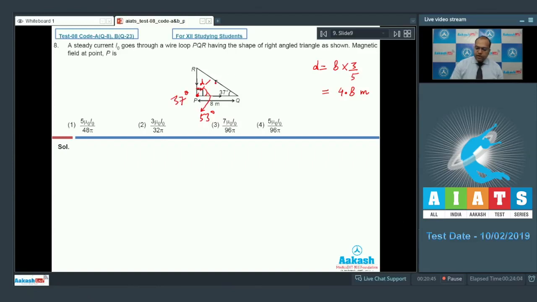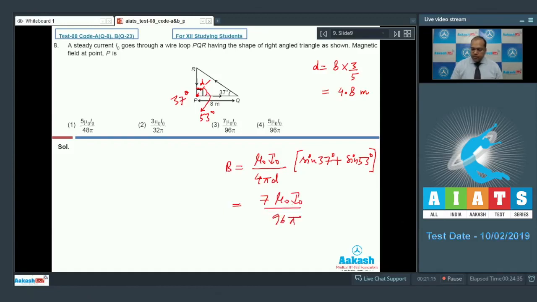So if I write the magnetic field at point P due to this current carrying wire, then it can be written as mu naught I naught divided by 4 pi d, where the value of d is this, into sine theta 1, that is 37 degree, plus sine theta 2, that is sine 53 degree. So if I substitute the value of d and solve this, it comes out to be 7 mu naught I naught divided by 96 pi. So option 3 is the correct answer.